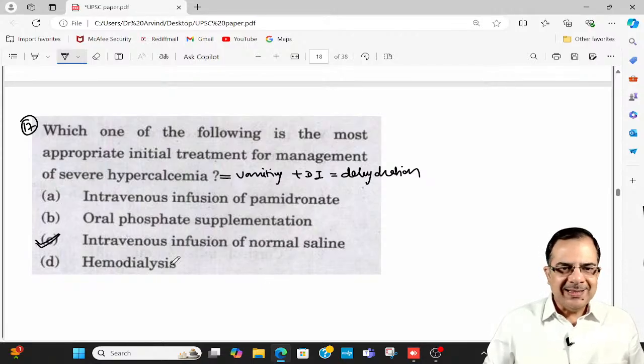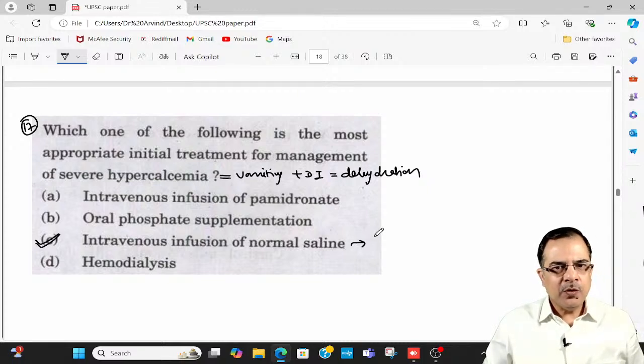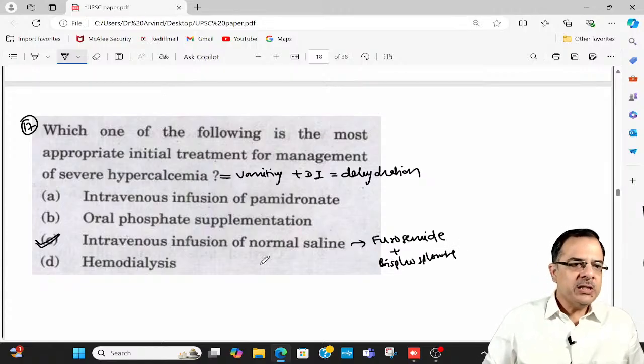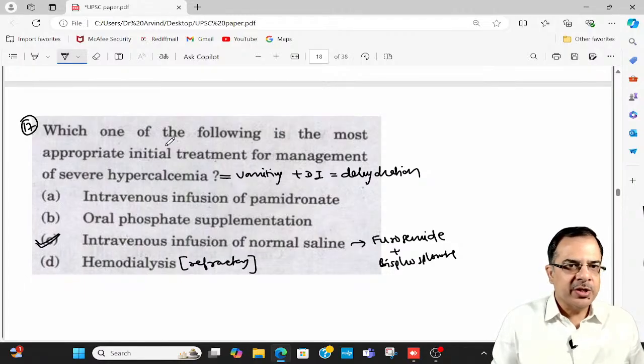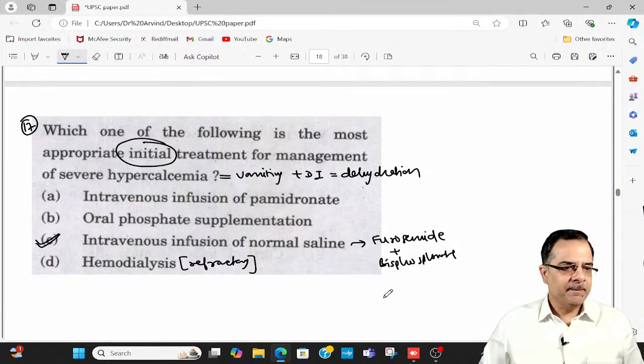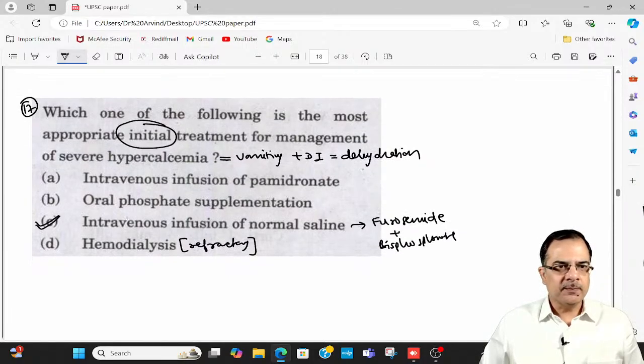And once appropriate hydration is maintained, then we can go for furosemide, or we can opt for bisphosphonate. But always and always start with the dehydration thing. And hemodialysis is for refractory cases, not the initial, but refractory cases. Read this one, initial treatment. So answer is C option.